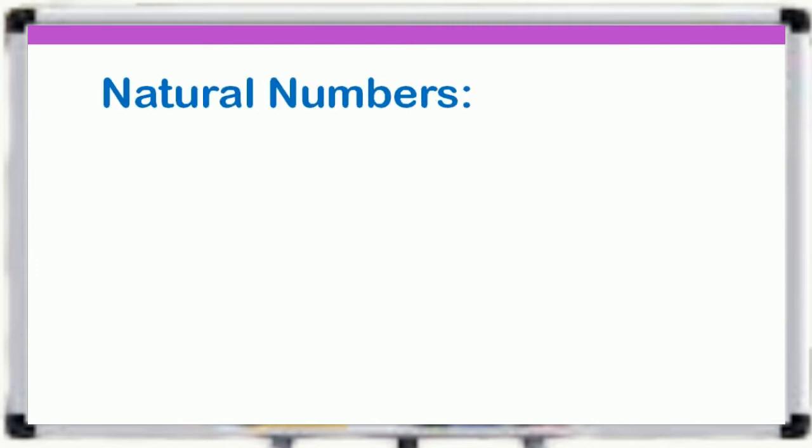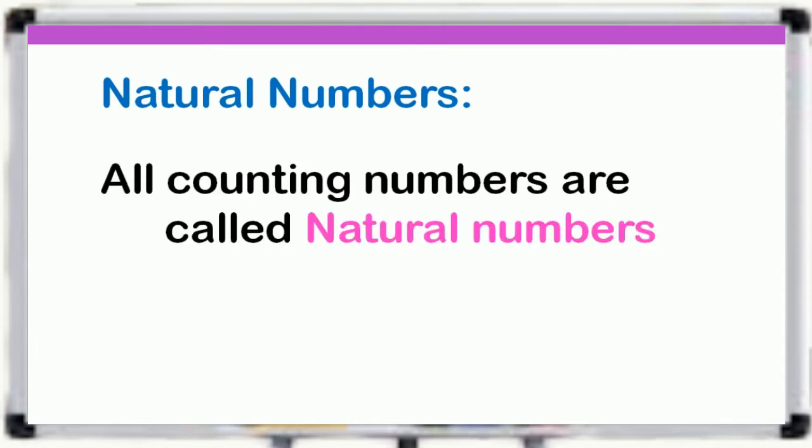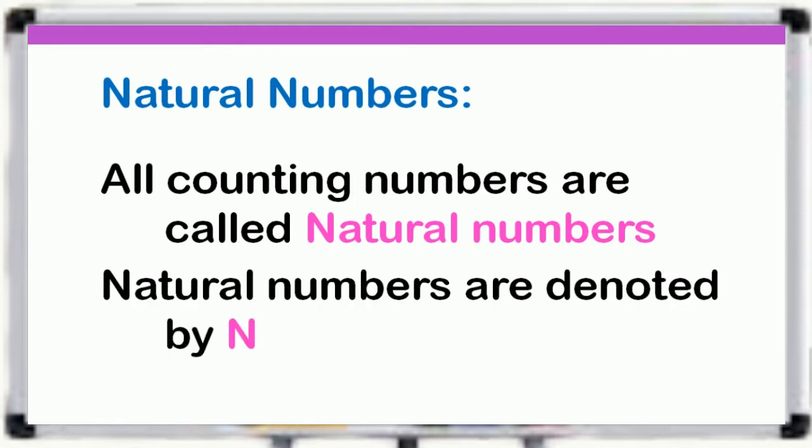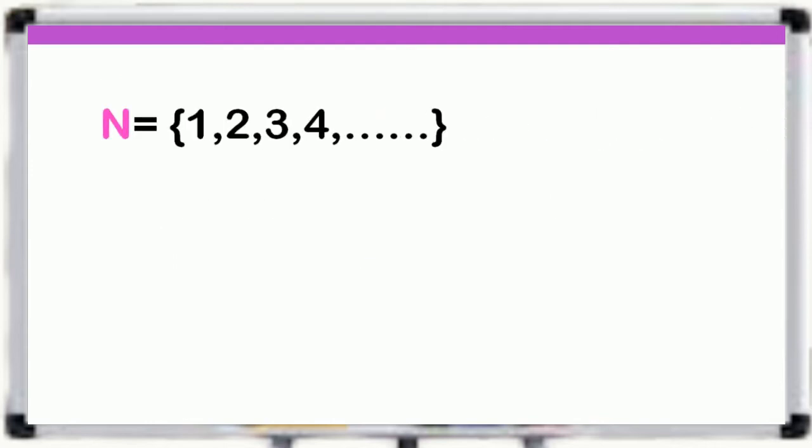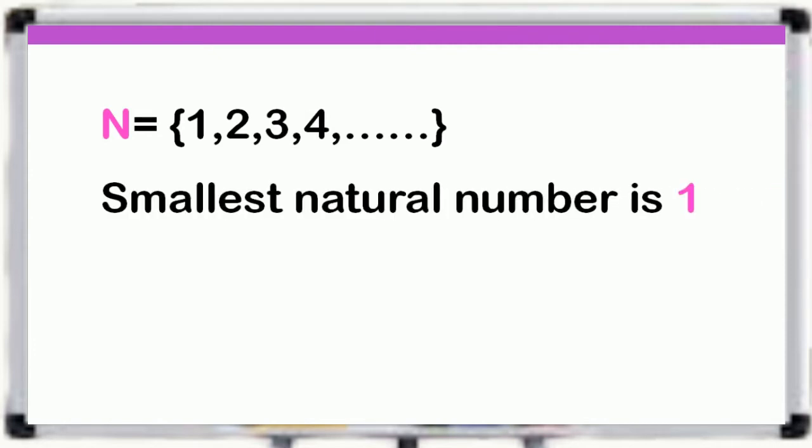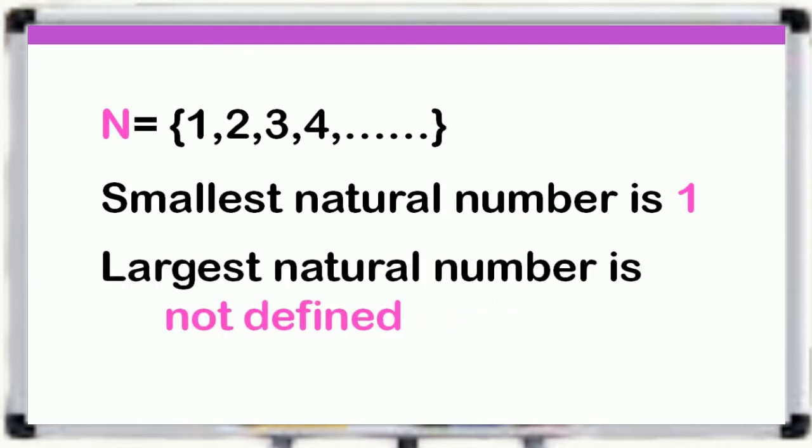Already you know about natural numbers. You learned these natural numbers in your previous class. All counting numbers are called natural numbers. Natural numbers are denoted by capital N. That means N is equal to 1, 2, 3, 4, and so on. Smallest natural number is 1. Largest natural number is not defined.